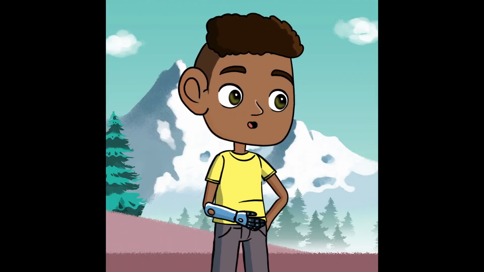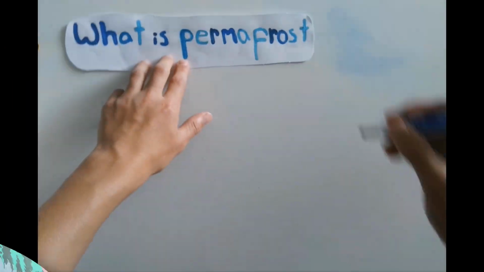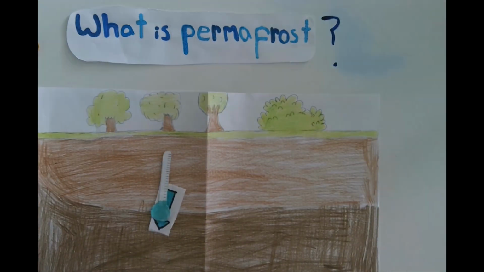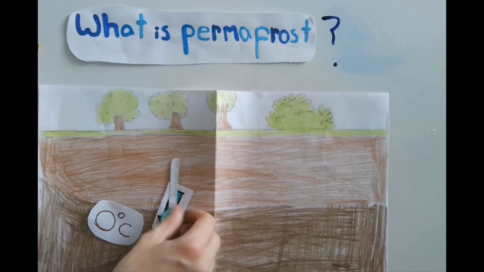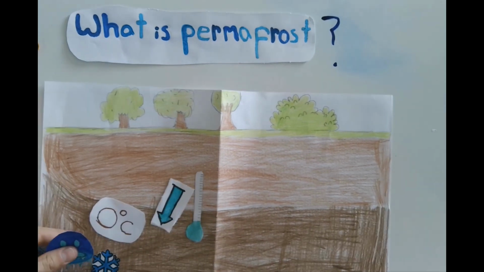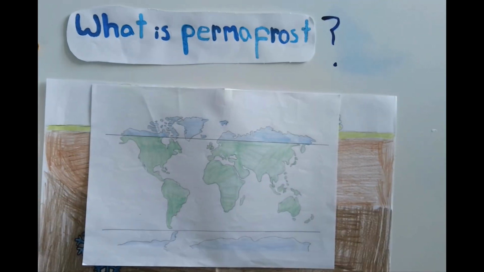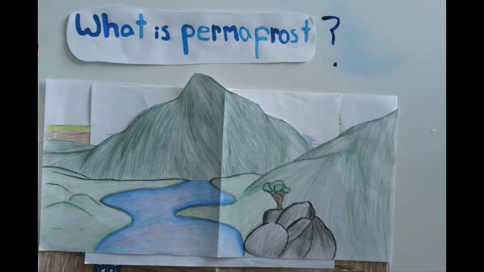Many of you may be wondering, what actually is permafrost? Well, permafrost is a condition in soil when it is below 0 degrees Celsius or 32 degrees Fahrenheit, and it stays there consistently. It is found in polar regions and high mountain areas. It is very hard to discover when you're on the surface.